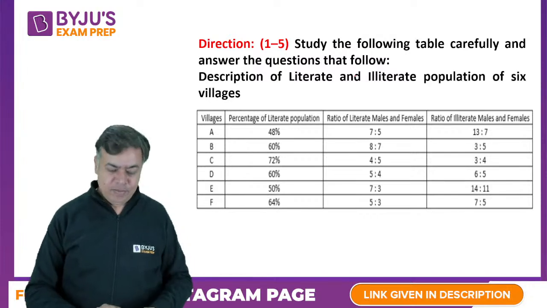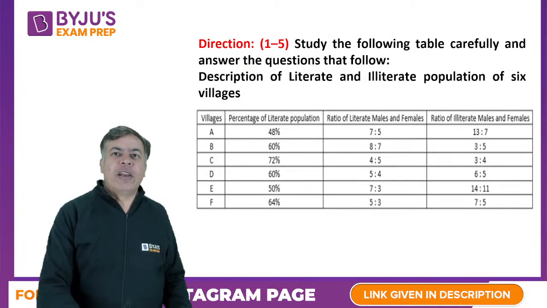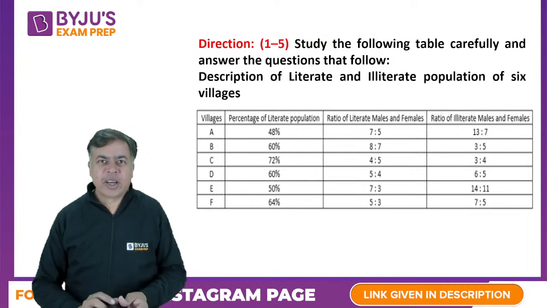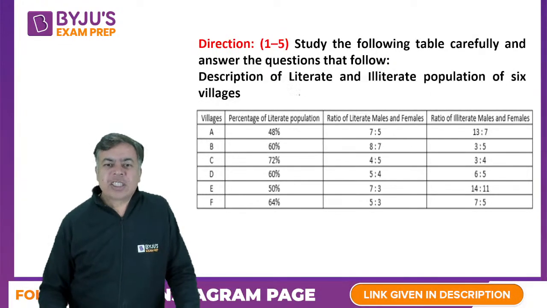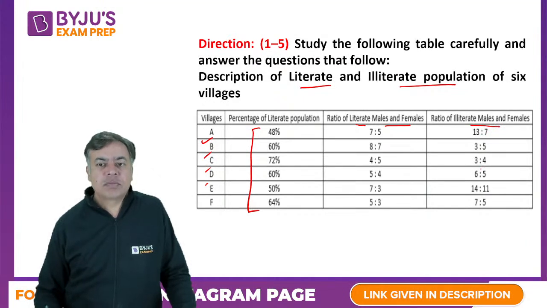Okay, that is important. So see this data. Here, the description of the literate and illiterate population of 6 villages is given. These are the names of the villages. This is the percentage of literate population. Further, out of the literate, the male and female ratio, and out of the illiterate, the male and female ratio.